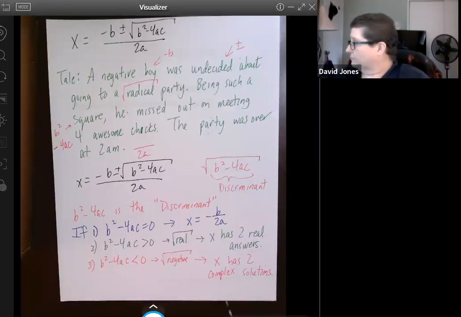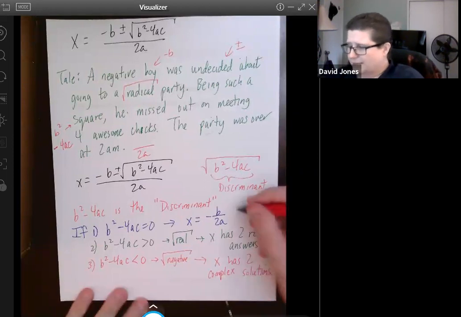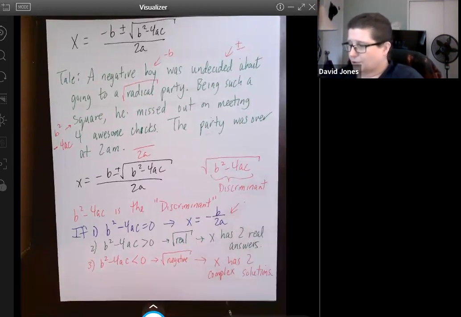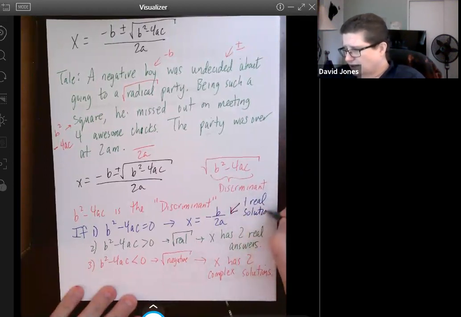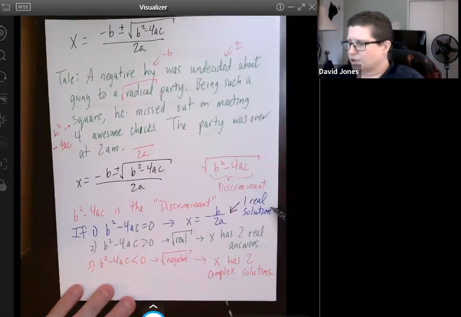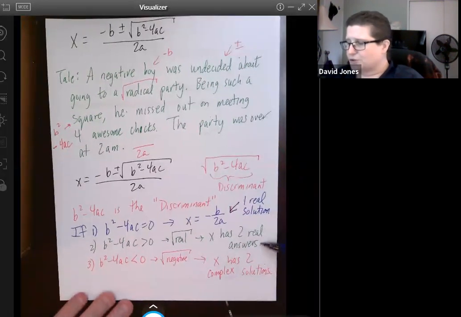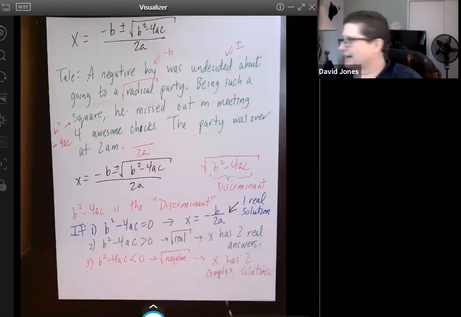Okay. So negative b over 2a, that's one real solution. If it's 0, one solution. If it's positive, there's 2 solutions that are real. And if the radical has a negative in it, it's got complex solutions.